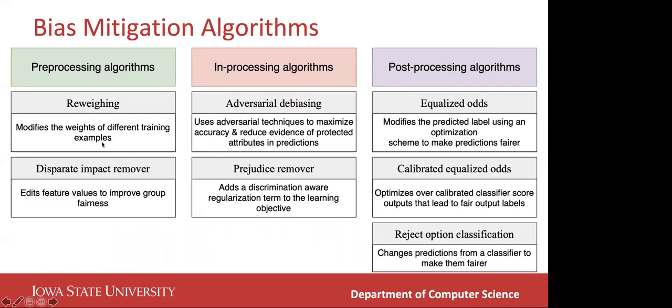Yeah, so we have used 7 different mitigation algorithms from the literature. Reweighing changes the weights of the training data, and disparate impact remover edits the feature values to improve fairness. Two different adversarial debiasing algorithms use an adversarial technique to maximize the accuracy and reduce the evidence of the protected attribute. Prejudice remover uses a regularization or discrimination algorithm. And these 3 modify the predicted level, or find the optimized level of probability based on which they can change the prediction level so that the accuracy is not harmed, and the fairness metric is optimized.